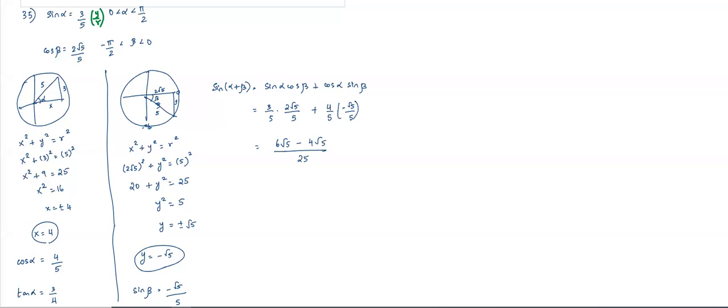So the next one that I'm supposed to do for the same problem is what is cosine A plus B. So cosine A plus B, use the formula. It's cosine A cosine B minus sine A sine B. Cosine A is 4 over 5, right? Cosine B was 2 root 5 over 5, minus sine A is 3 over 5. Sine B is negative root 5 over 5.